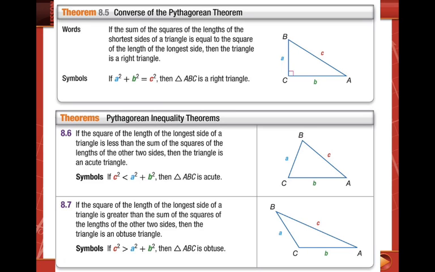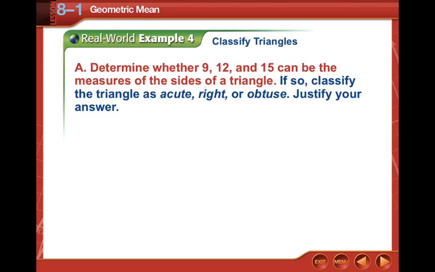So let's classify some triangles. So here we have a 9, 12, 15. We need to classify this triangle as acute, right, or obtuse. So we're going to take the largest side, the 15, and square that. And we need to decide if it's going to be greater than, less than, or equal to the other two sides, 9 squared plus 12 squared.